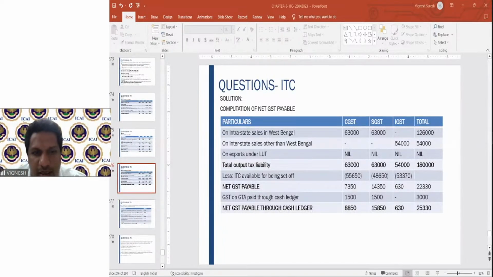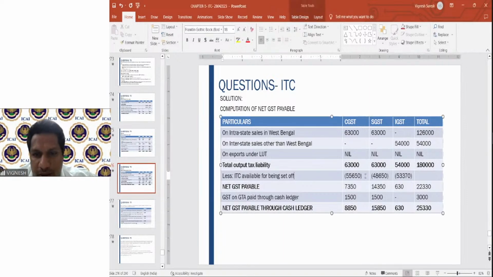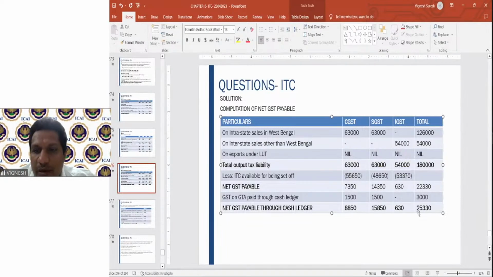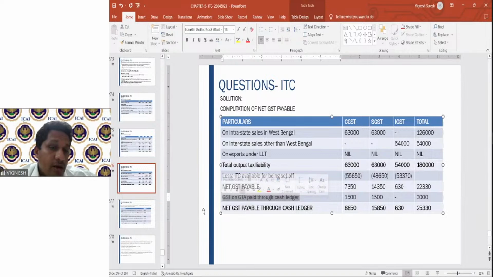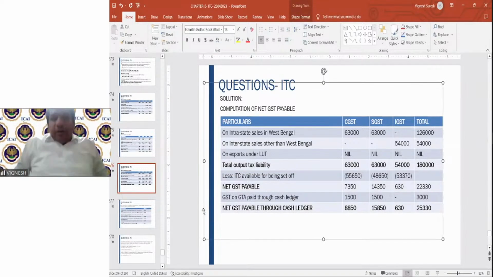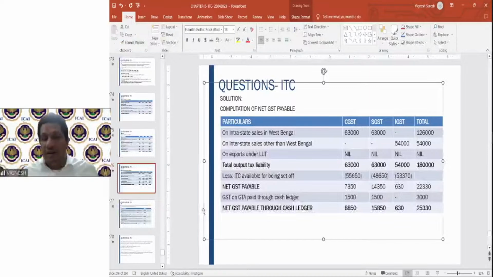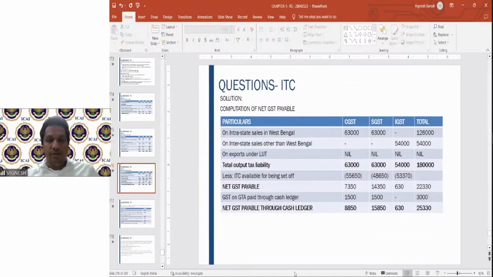And then you add the reverse charge mechanism, what has to be taken into consideration here. If you go to the question here, this ITC is available, which is being set off. This 53,370 is totally being set off against IGST payable. So net IGST payable is 630, and these two are also covered here. Don't forget this reverse charge mechanism. Most of the times we tend to forget this. Make sure you don't forget that, because you have to add that in the cash ledger. So this is the final GST payable on the cash ledger.